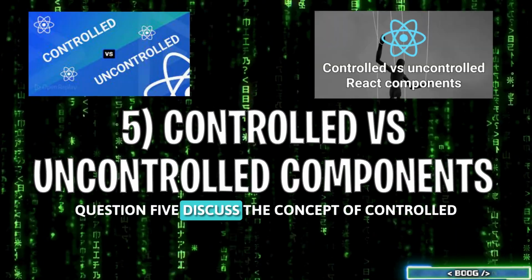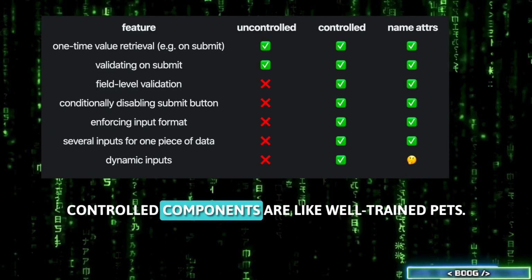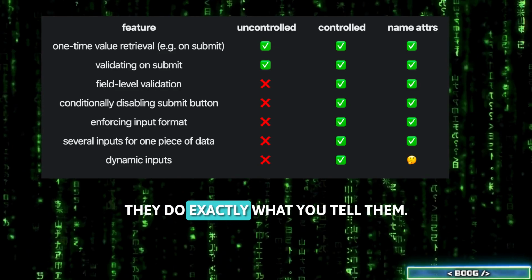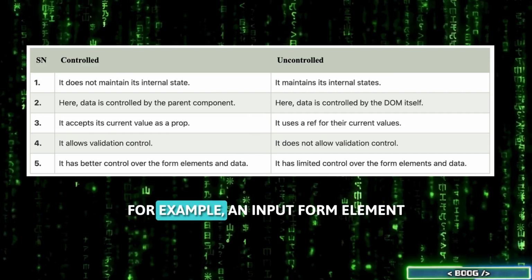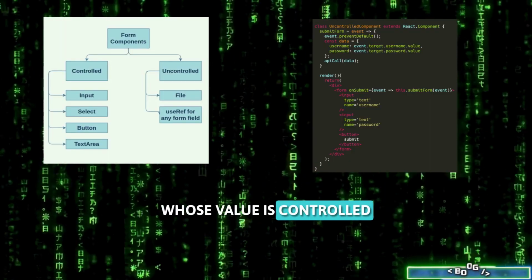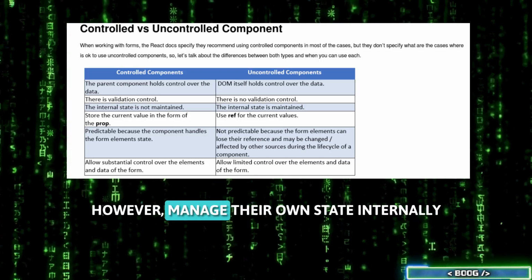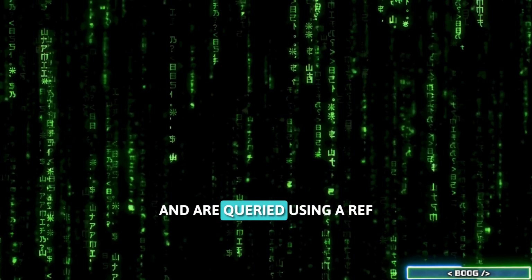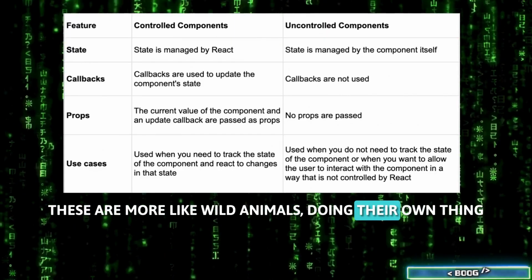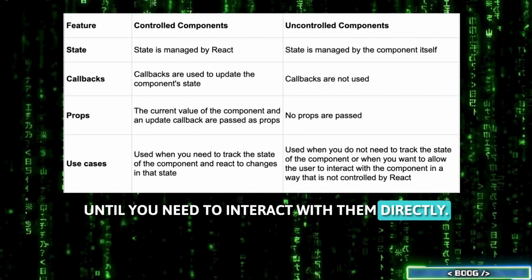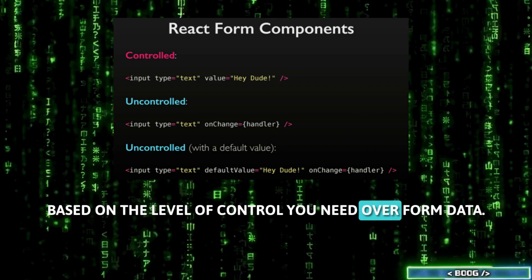Question 5. Discuss the concept of controlled versus uncontrolled components in React. In React, controlled components are like well-trained pets. They do exactly what you tell them. You manage the form data with state and update it based on user input. For example, an input form element whose value is controlled by React in this way is a controlled component. Uncontrolled components, however, manage their own state internally and are queried using a ref when you need to find out their current value. These are more like wild animals, doing their own thing until you need to interact with them directly. The distinction helps in choosing the appropriate approach based on the level of control you need over form data.